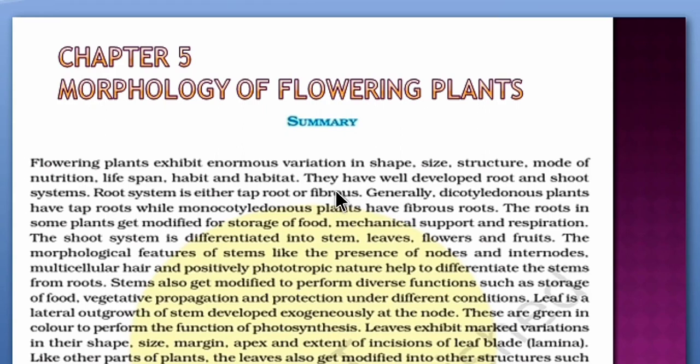Root system is either taproot or fibrous. Generally, dicotyledonous plants have taproots while monocotyledonous plants have fibrous roots. The roots in some plants get modified for storage of food, mechanical support and respiration.